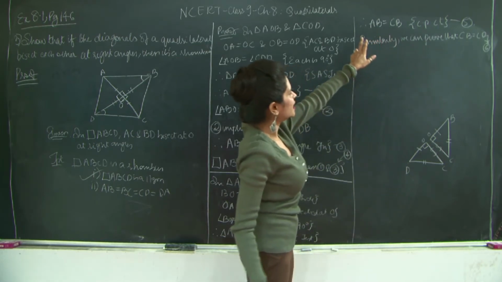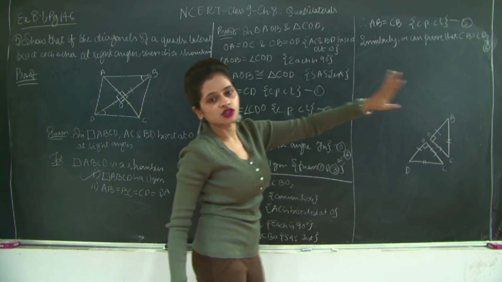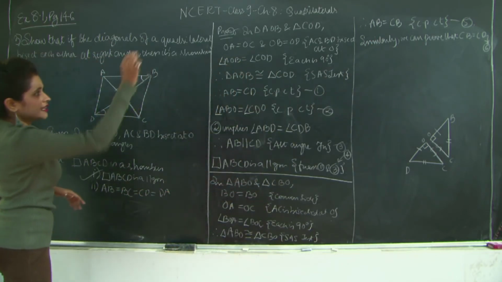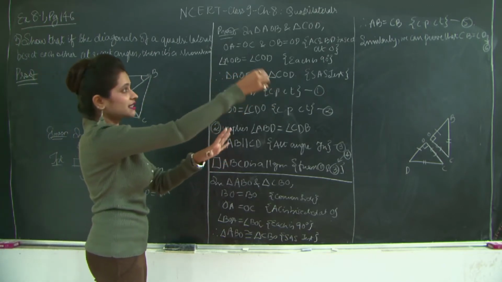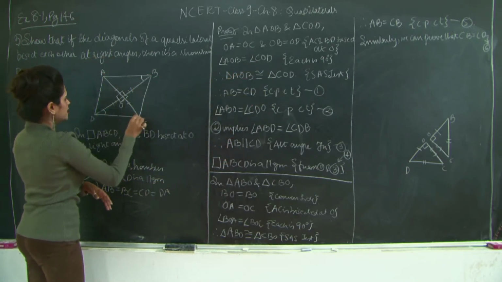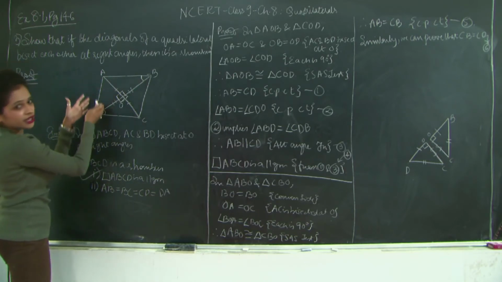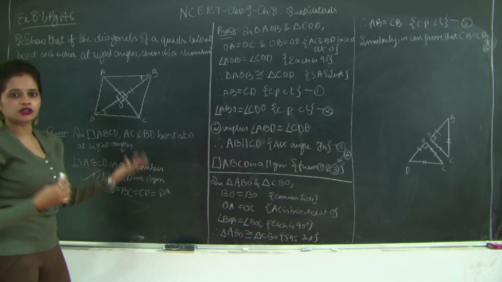Therefore what can I say? That AB is equal to CB is equal to CD. So the last thing that we need to prove is that these three sides we have already proved, you can say by using 5 and 6, the three sides AB, CB and CD are equal. Now we need to prove this side, that is AD equal to any of these sides.